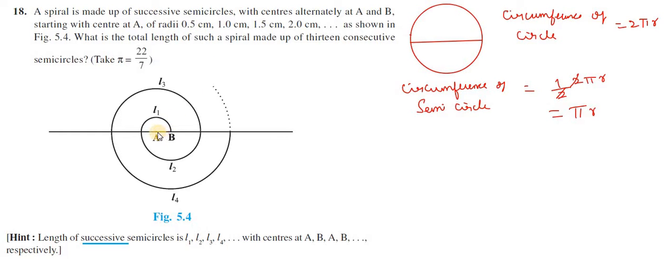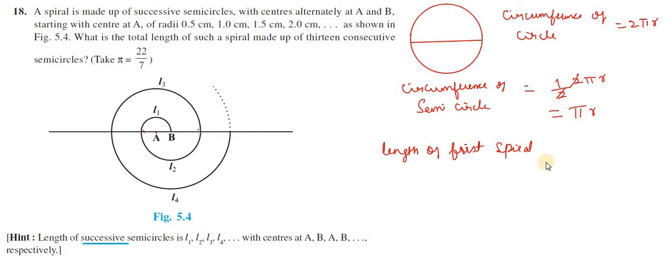So for the first semicircle the radius is 0.5 centimeter. For the second semicircle the radius is 1 centimeter. From here to here, this is 1 centimeter. For the third it is 1.5. For the fourth it is 2 centimeter. So like this, every time the 0.5 keeps on increasing.